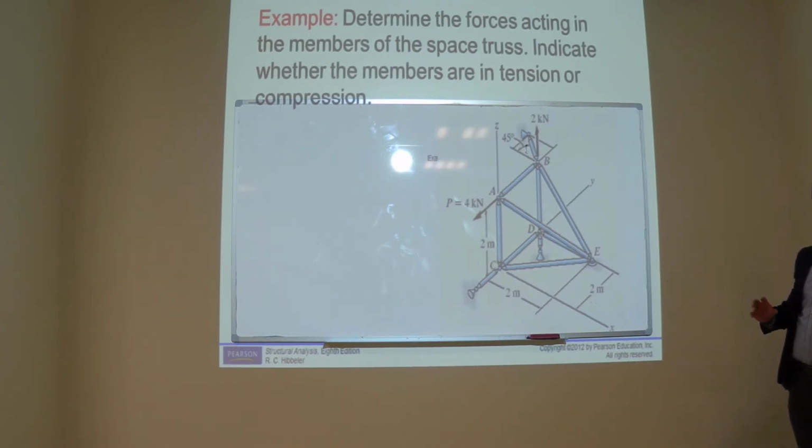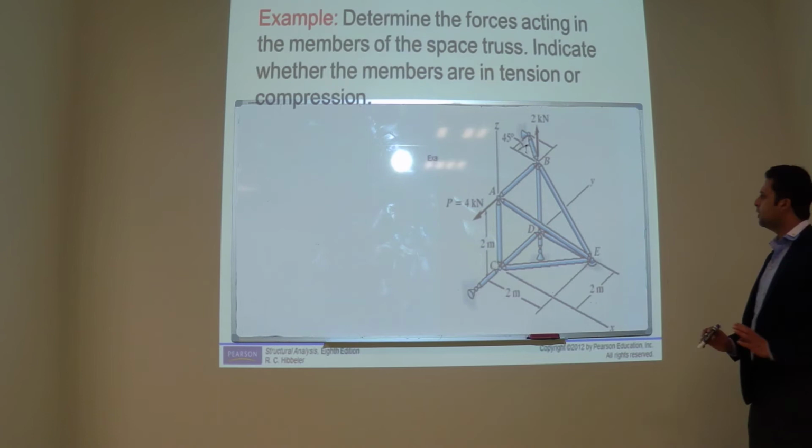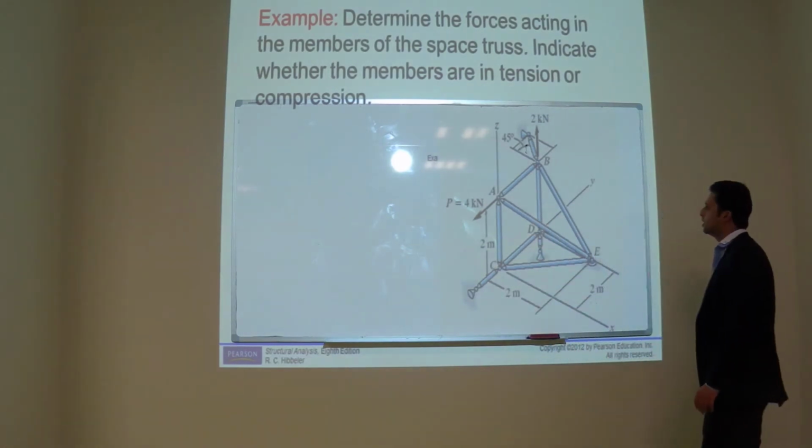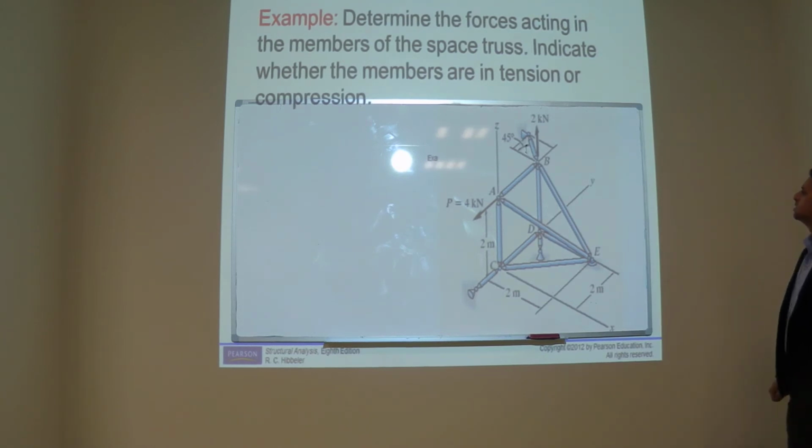Okay, I'll tell you the procedure. First, we will decide how many members. Where is your 0, 0, 0 point? C. C would be the 0, 0, 0 point. Pick up any point. C, because Z comes from C, coming between E and B.